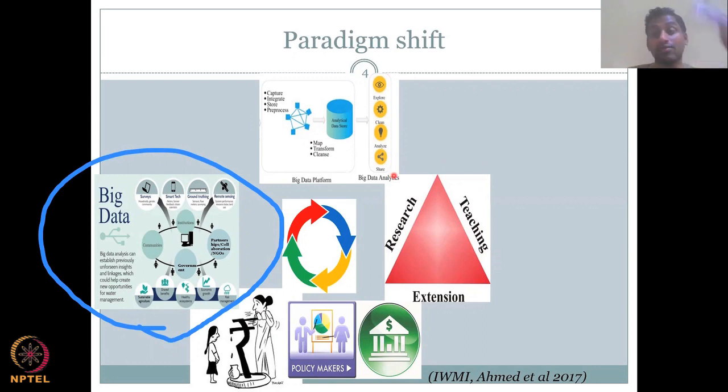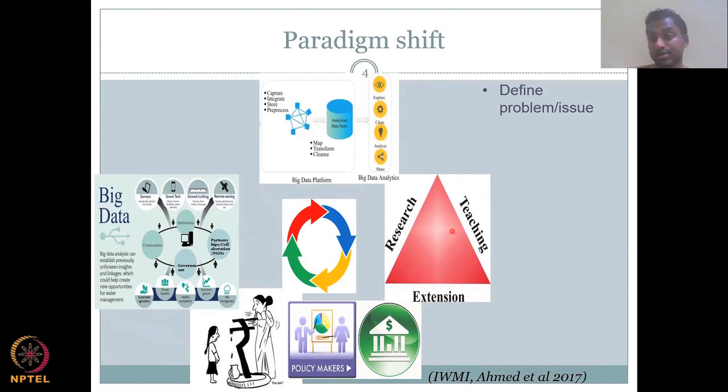There could be some levels of cleaning. And then once the data is analyzed, it can be shared. Okay, so once the data is cleaned, analyzed, and can be shared, then more research can happen and teaching can happen using the data. And suddenly an extension network can come and say, okay, for example, your MGNREGA can come and say, okay, I'll use your data for better water management. So it goes like this.